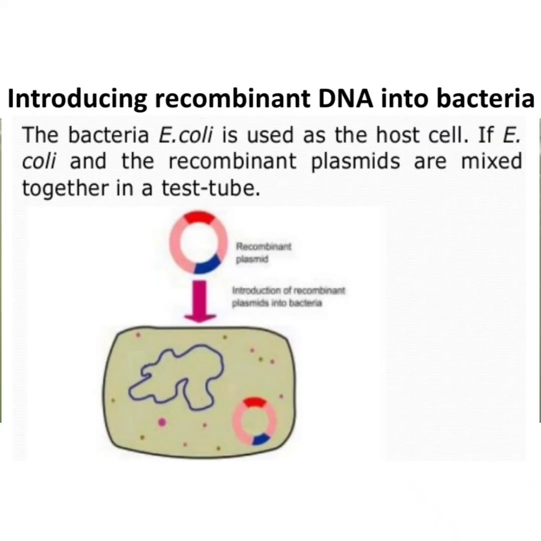The bacteria E. coli is used as the host cell. If E. coli and the recombinant plasmids are mixed together in a test tube, the recombinant plasmid enters very easily into the cell. Thus the recombinant DNA is introduced, or it can also be done by electroporation or other methods which I have already mentioned earlier.